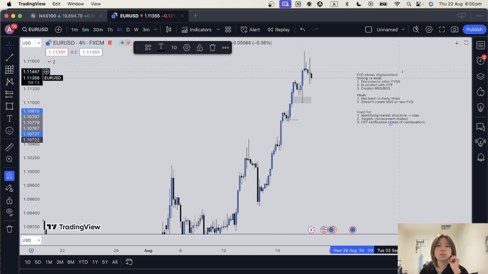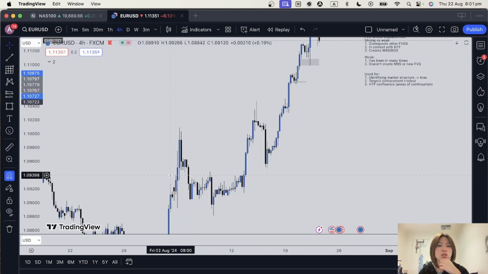Fair value gap shows displacement, and fair value gap shows market structure shifts and bullish and bearish break of structures, and they create them. And that's why I try to just focus mainly on those that create market structure shifts and break of structures. Now it leads me to talking about mistakes. Since these fair value gaps are literally everywhere, when I was first starting out, I used to just look at any fair value gap and just want to trade off of them.